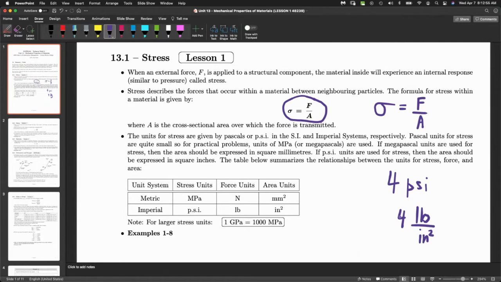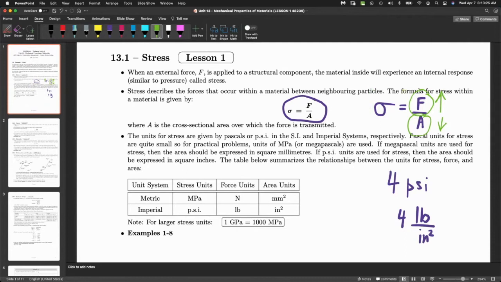So the idea of how much the material, in other words, your finger, can handle really depends on the area that the force acts on, and also how much force you have. So that's what this is. Stress is telling you that. Stress says that if you have a lot of force, you're going to have a lot of stress. And for the area, if you reduce the area, that's bad because then the stress goes up.